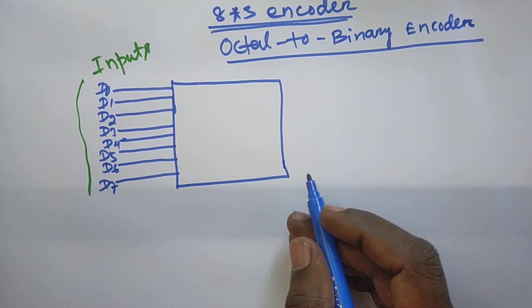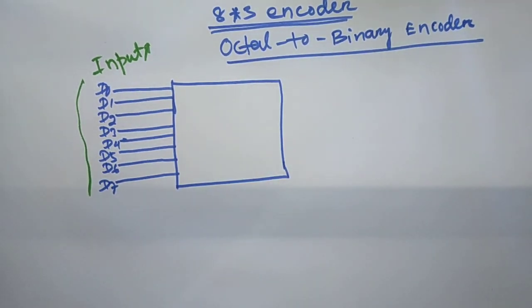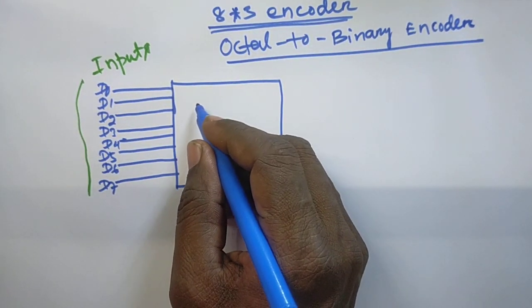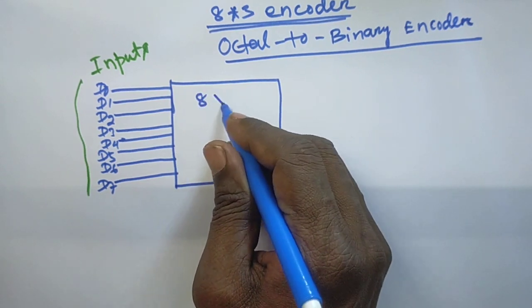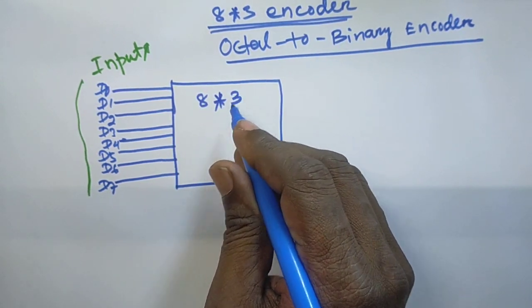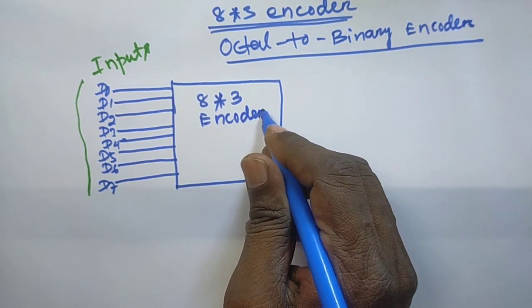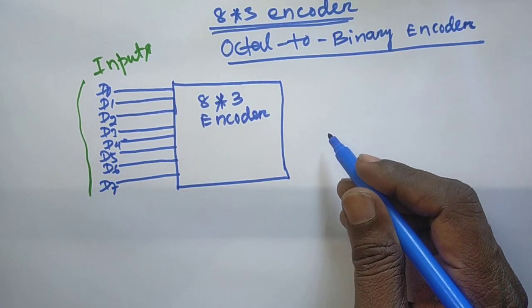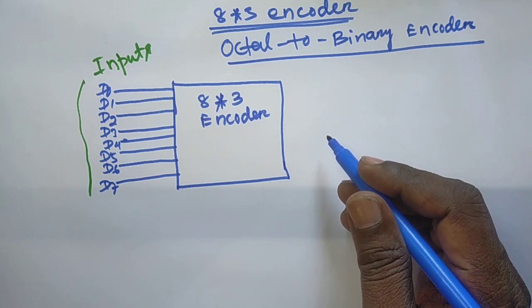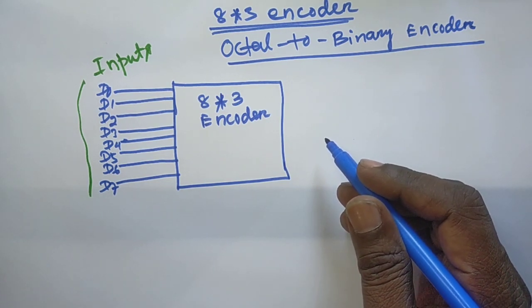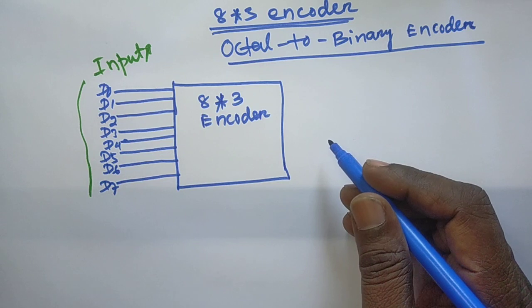encoder. Similarly, whenever we design this encoder, we also call it an 8 into 3 encoder. Okay, 8 into 3 encoder or 8-3 encoder we can tell. Short form, sometimes some people also call it an 8-2-3 encoder, 8-3 encoder, like this.